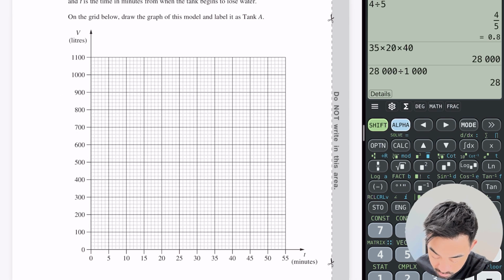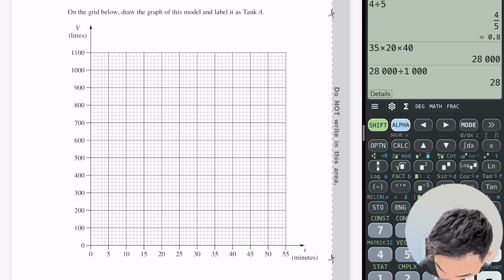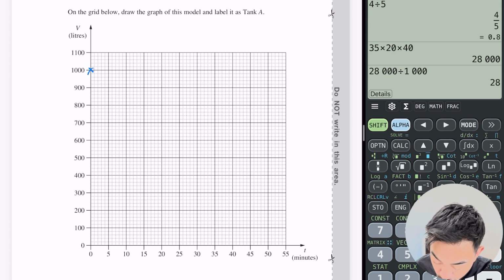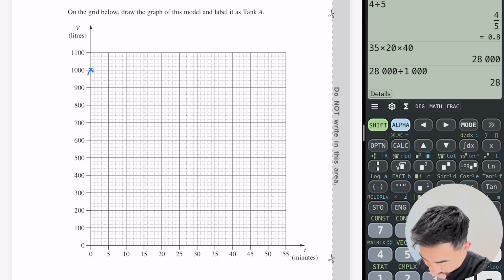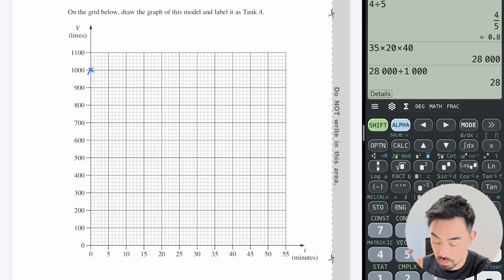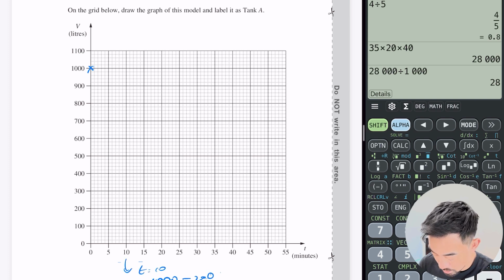Okay, so tank A is V equals 1,000 minus 20T. That's telling me the y-intercept is 1,000, right? Now the gradient is minus 20, so for every 1 unit this way, it's going down 20. Now I could do that, but I'm just going to get another coordinate by testing one of these points. So let's say when T is equal to 10, what's V equal to? So it's 1,000 minus 20 times 10.